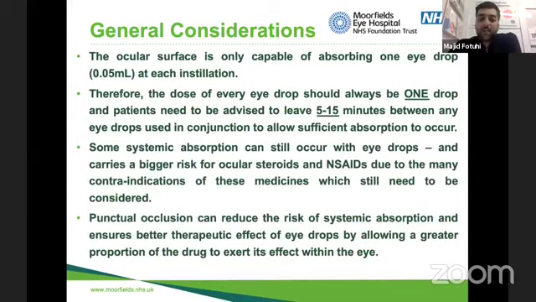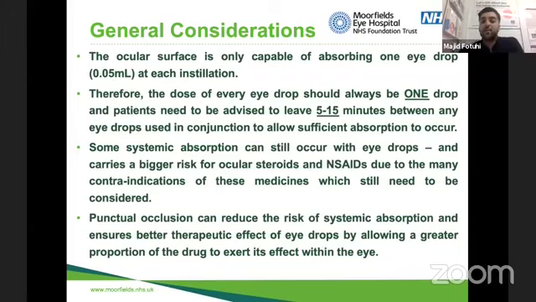You can still get systemic absorption from eye drops. It seems trivial, and the risk is known to be theoretical, but it has been reported in the past. And this is particularly relevant for treatment of uveitis, so steroids and NSAIDs. And this is due to the many contraindications of these medications, which still need to be considered. For example, if you're treating a child with long-term topical steroids, and they will be absorbing to some extent, this can have impacts such as growth impairment. So it's always a risk to consider. And for example, NSAIDs, again, pregnancy and asthma, you have to ask these questions to make sure the risk is reduced.